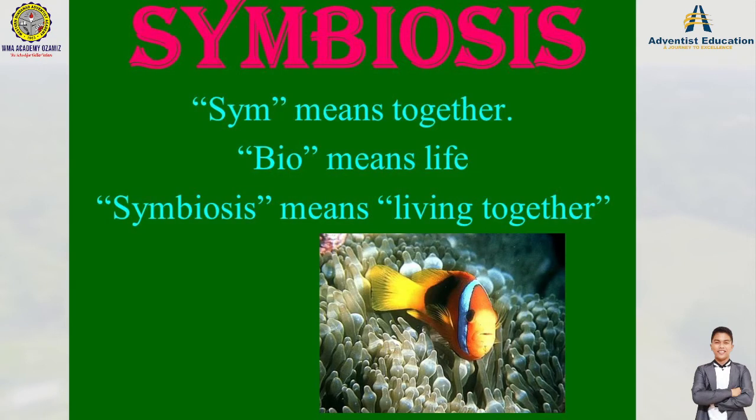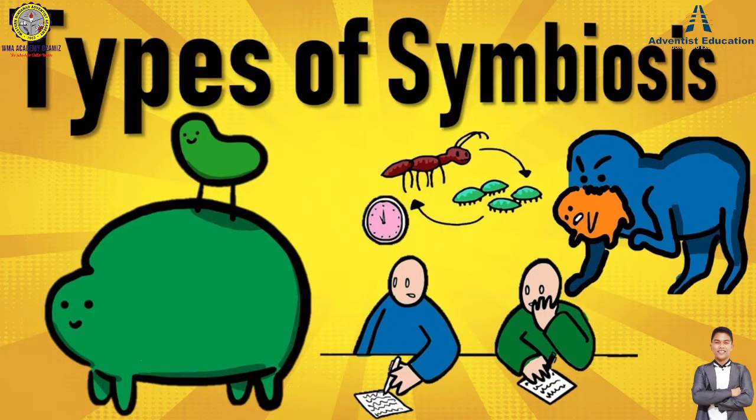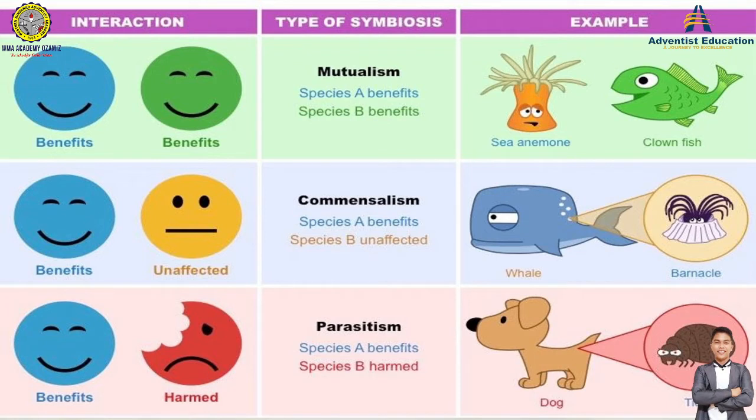We also have symbiosis, which is very common among the different organisms around us. Sym means together, bio means life, and symbiosis means living together. This is divided into three types. What are the three types of symbiosis? One is mutualism. Mutualism is when both species benefit from each other.